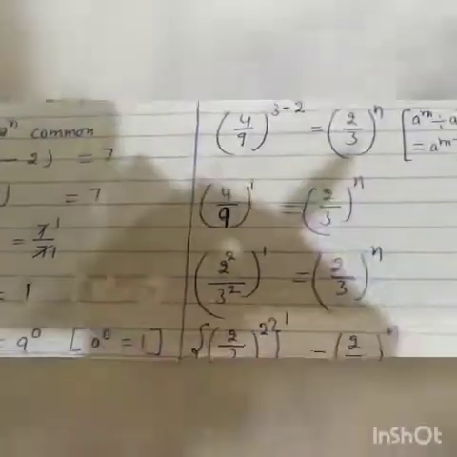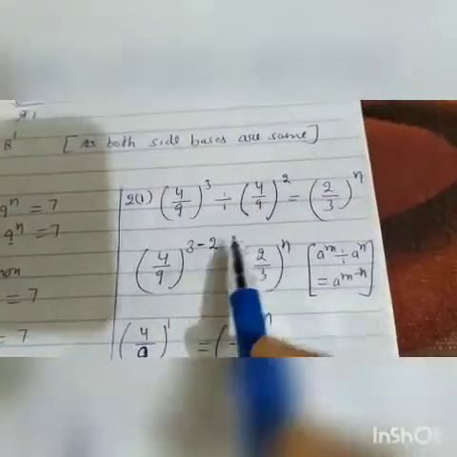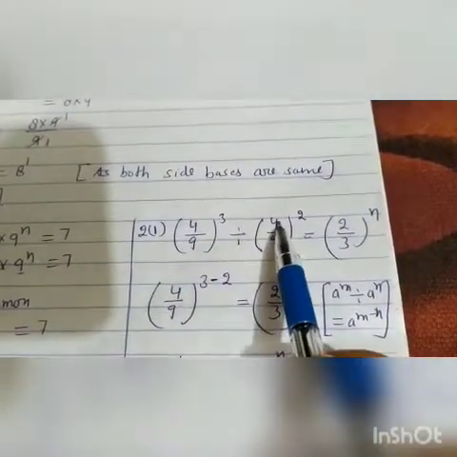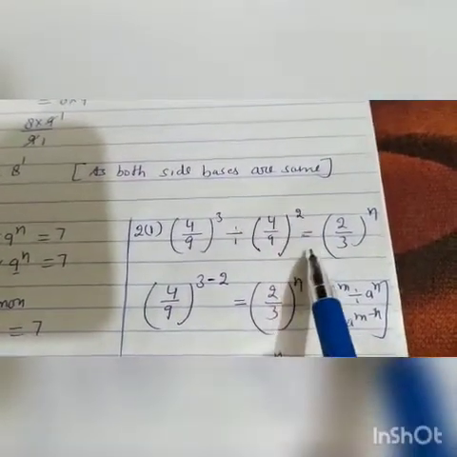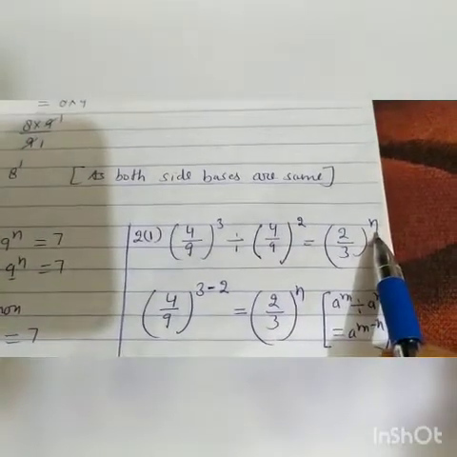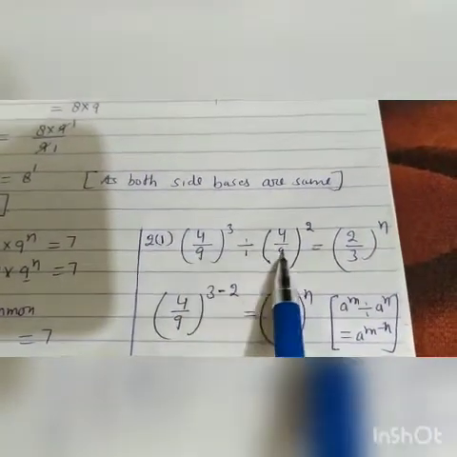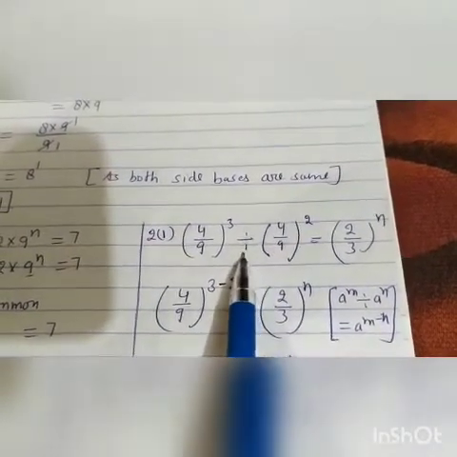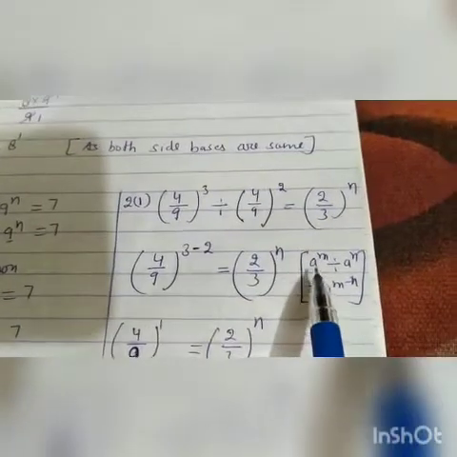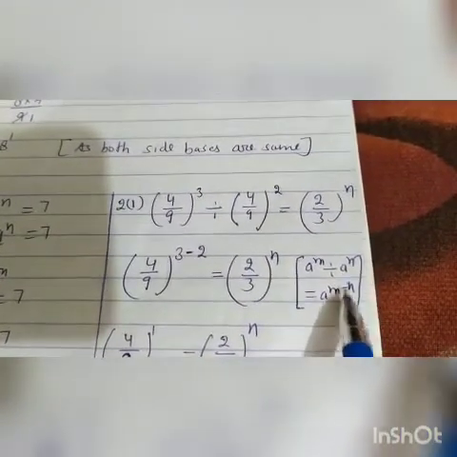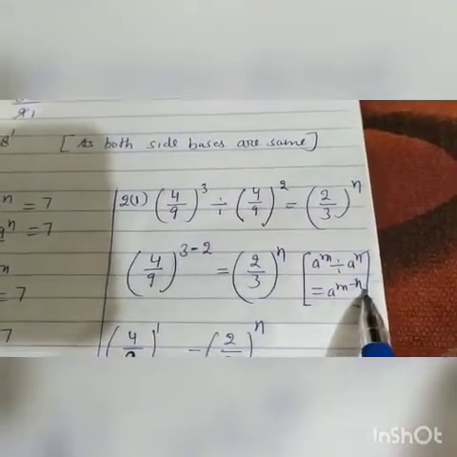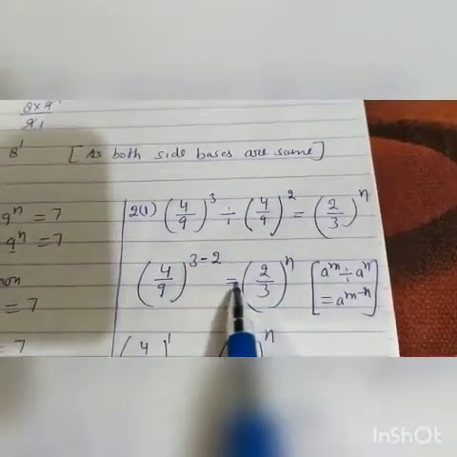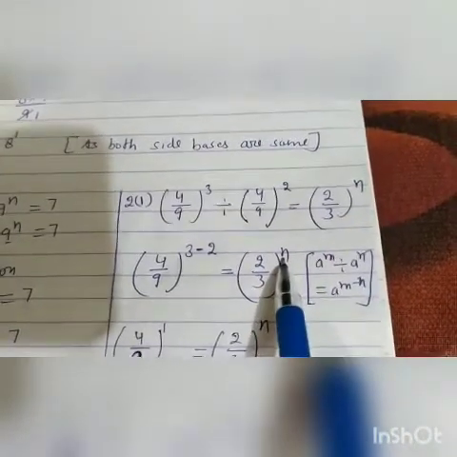Next and last part of this question, 2i. 4 upon 9 whole power 3 divided by 4 upon 9 whole power 2 equal to 2 upon 3 power n. Now see here, these two bases are same and between these two terms there is division sign. So we will use this rule, a power m divided by a power n is equal to a power m minus n. So we can write 4 upon 9 power 3 minus 2 equal to 2 upon 3 power n.